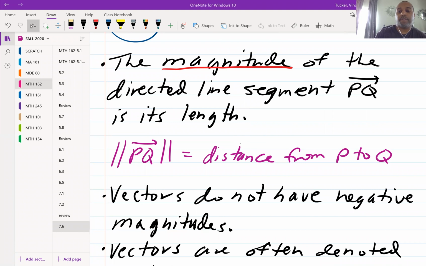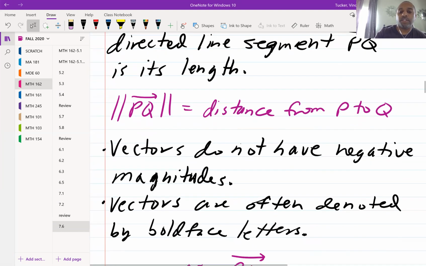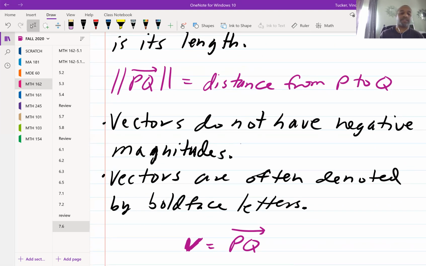Vectors do not have negative magnitudes, and vectors are often denoted by bold-faced letters. I tried to do the best I could right here with a bold-faced V, but when you look at it in the book or in any notation, you can clearly see that the letters that are vectors are bold-faced. So that's vector V, and vector V goes from P to Q, with P being its initial point and Q being its terminal point.